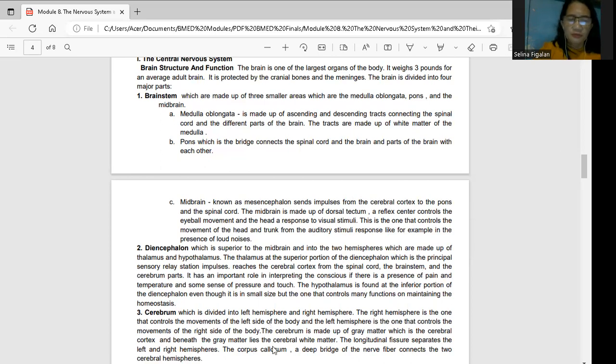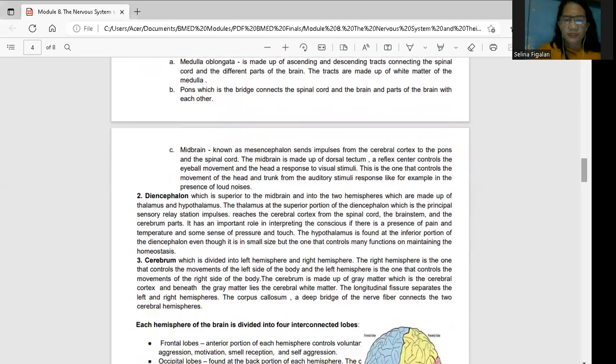Okay, so your cerebrum is divided into, as I've said, the largest, because it is the first and biggest part of our brain. Second only is our cerebellum. Okay, it's small. So your cerebrum is divided into two hemispheres, the right and then the left hemisphere. Okay, when you say the right hemisphere, this is the one that controls the movements of the left side.